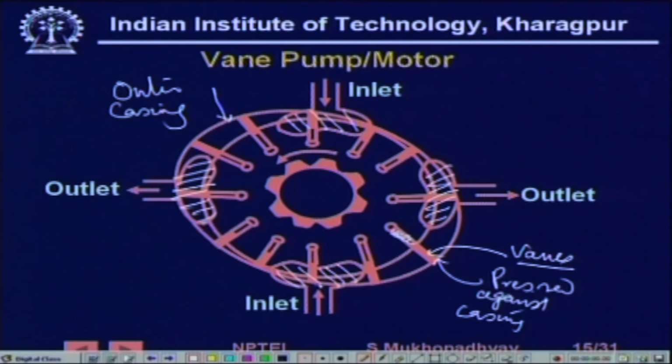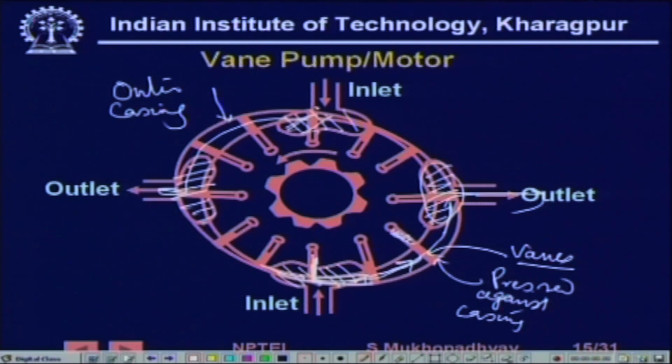Here as it is moving, the vane is always pressed against the casing, so it is trying to take the fluid along the casing. So this much fluid is being pushed. It sort of scrapes the fluid and takes it here, and as it comes here, it gets compressed, so it gets delivered. That is why here the fluid goes out and here it gets collected. Similarly, here it gets collected and here it goes out.